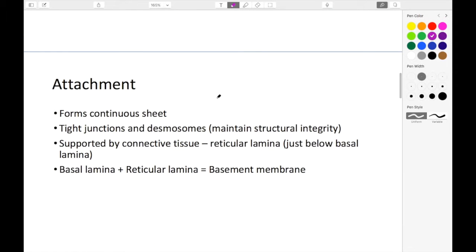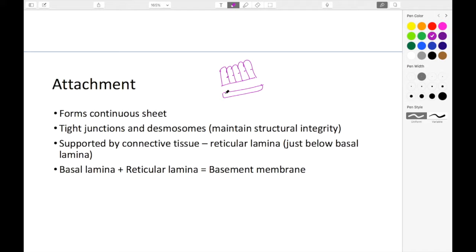Next one is attachment. Remember that these epithelium tissues are formed from different epithelial cells, right? As I mentioned, there are apical and basal surfaces, and they form a continuous sheet. They're connected by desmosomes, so the desmosomes allow the tissue to maintain its structural integrity. They have tight junctions between those cells. And remember that these epithelial tissues are supported by connective tissue from the bottom.